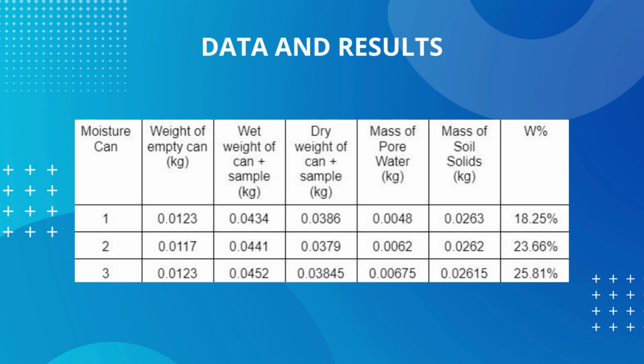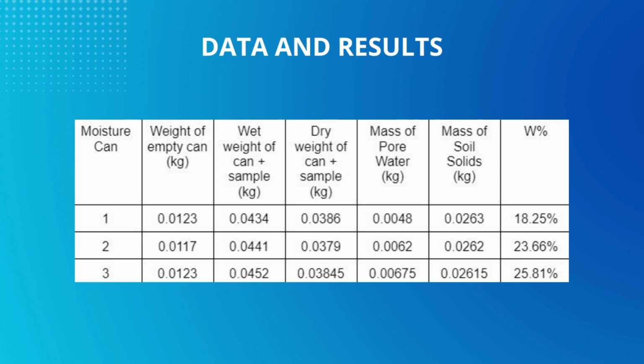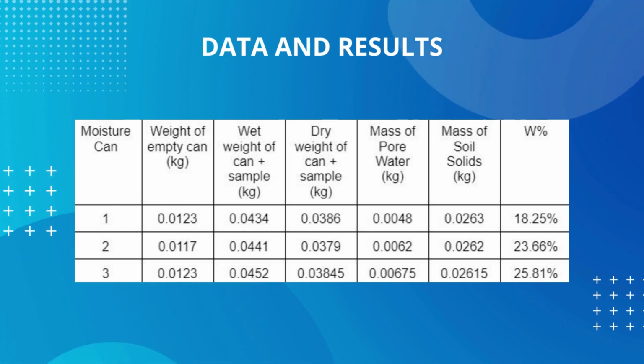After collecting this data, we then proceed to calculating the mass of pore water, mass of soil solids, and moisture content. We got the mass of pore water by getting the difference between the wet weight of can plus the sample and the dry weight of can plus the sample. The mass of pore water is the following: 0.00448 kilograms for trial 1, 0.0062 kilograms for trial 2, and 0.00675 kilograms for trial 3.